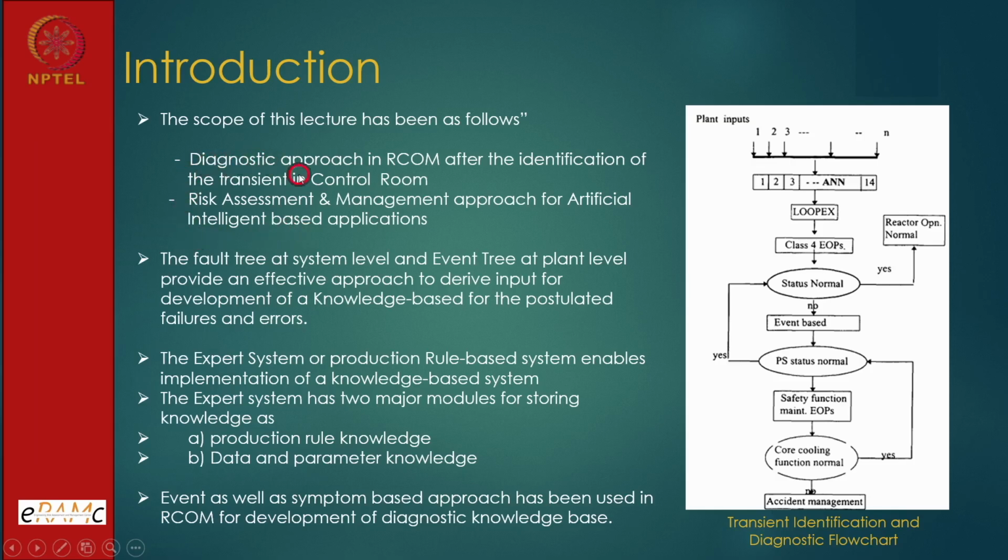Now, diagnostic approaches come after the identification. So, in sequence, number 2, risk assessment and management approach for AI intelligent based applications. Okay. The fault tree of a system and the event tree of a system give us a knowledge base. We can extract the knowledge from there, because we are talking about being risk conscious. So, knowledge of risk and whatever comes with that, reliability and all that, we also tap it, and then expert system.